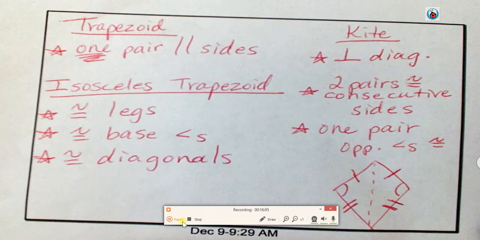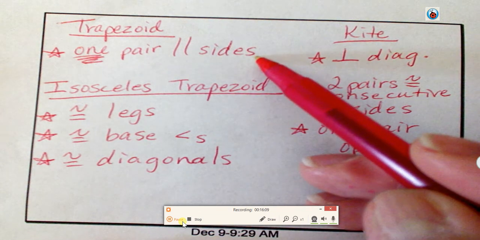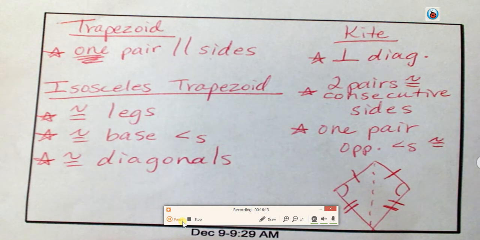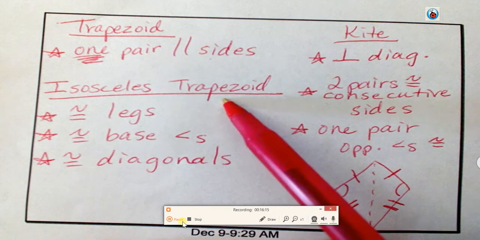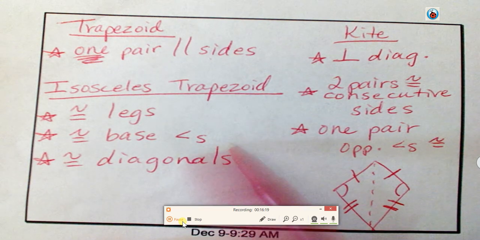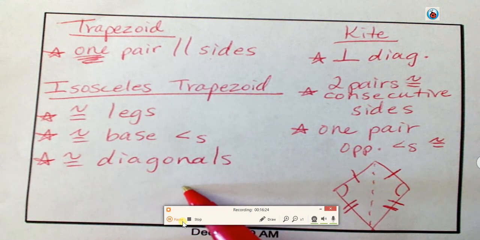Remember that a trapezoid has 1 pair of parallel sides, not 2. So you need to do slope for both sets and verify that one set is parallel, not both, and it is a trapezoid. It's an isosceles trapezoid if it has congruent legs, which means it also has congruent base angles and congruent diagonals. Those are all true for isosceles trapezoids.